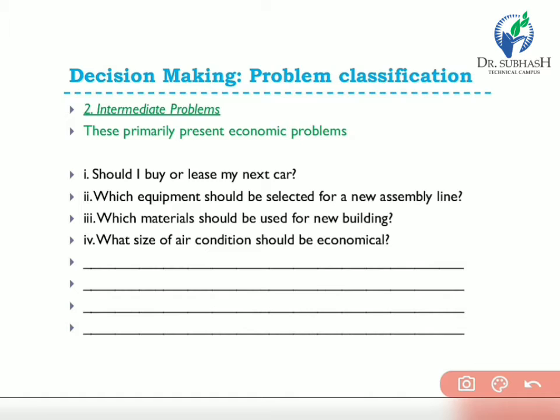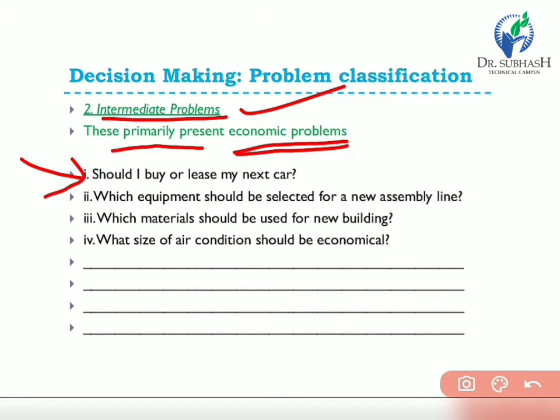Now we learn about the second type of problem, the intermediate problem. Which type of problem is known as an intermediate problem? So here is a definition. This primarily presents an economic problem. It is known as an intermediate problem. By example we learn it.